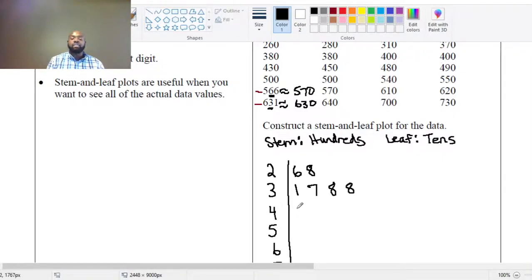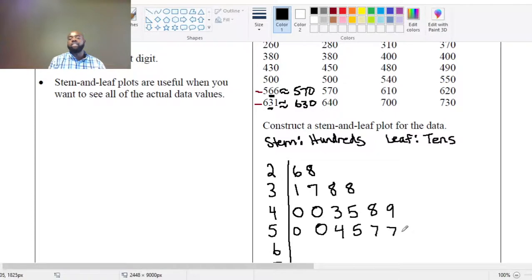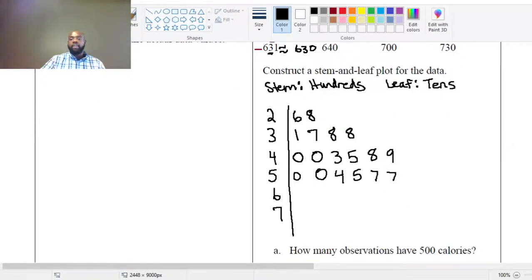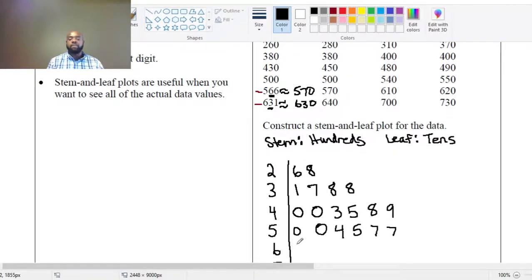Well, in the tens place is a 0 for 400. There are two of those. Then I have 430, 450, 480, and 490, right? Then I have 500, 500, 540, 550, 570, which is that 566, another 570, and that's all my numbers in the 500s. And then I have 610, 620, 630, 640.